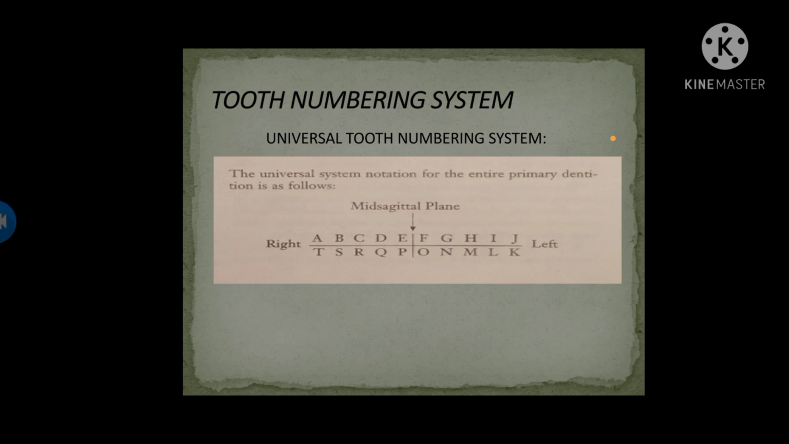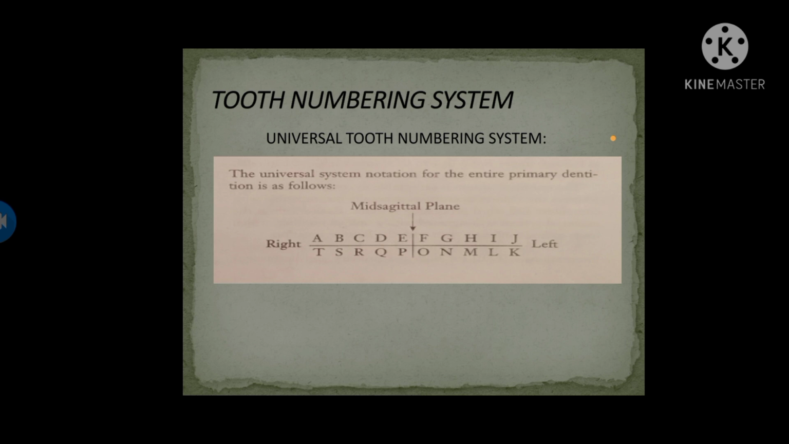So we have several systems in this world, but three systems are mainly used. That is the Universal Notation System, the Palmer Notation System, and the FDI system, that is the Federation Dentaire Internationale. So in the universal system we use uppercase letters.